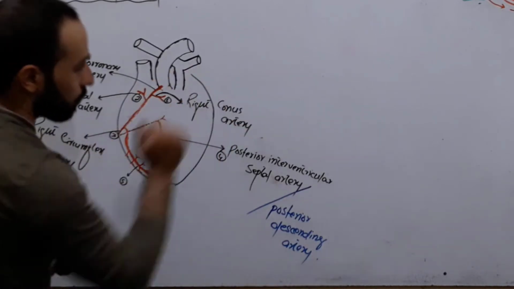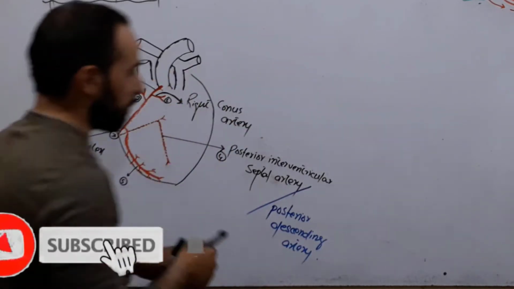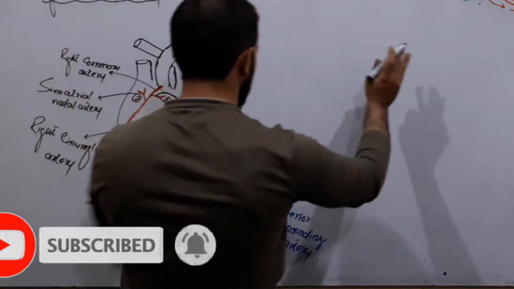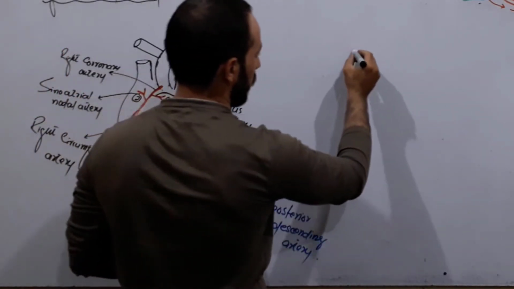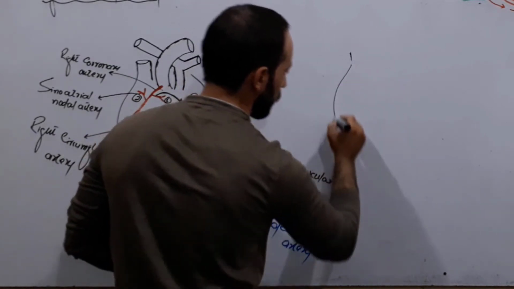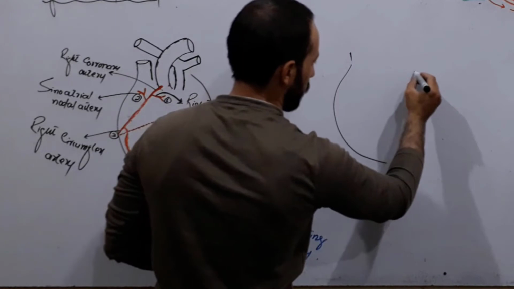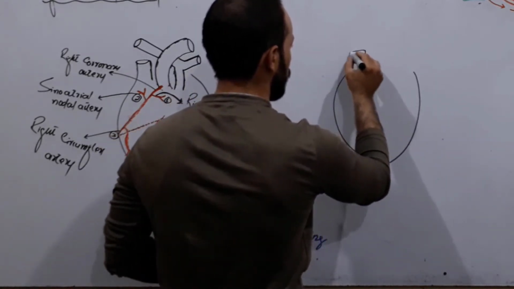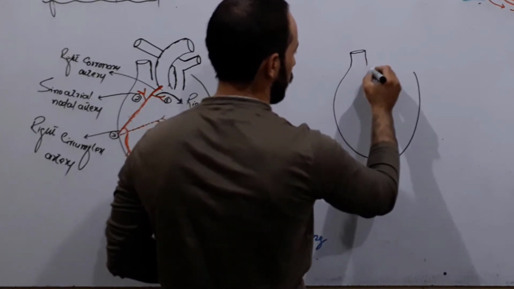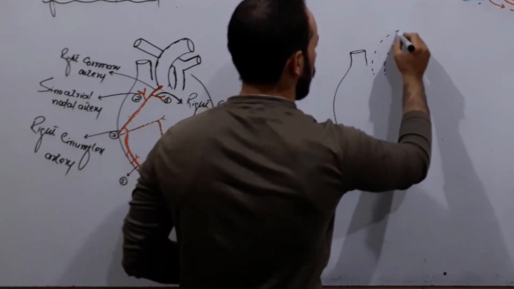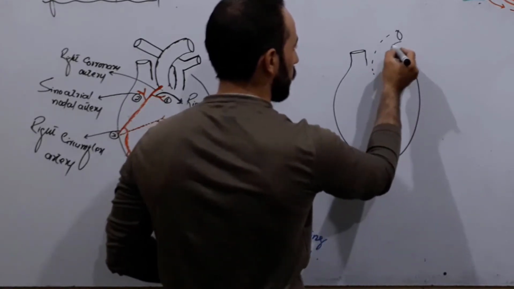Now let's move towards the left coronary artery. What are the branches of our left coronary artery? Let me make the heart again here. This is our heart. This is SVC, and here is our aorta. Clear?